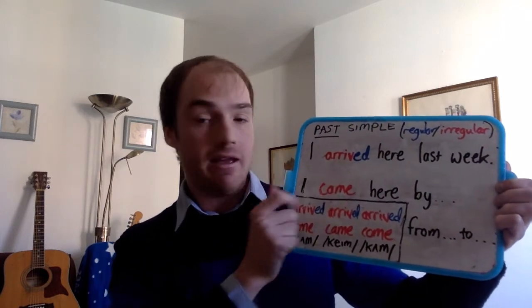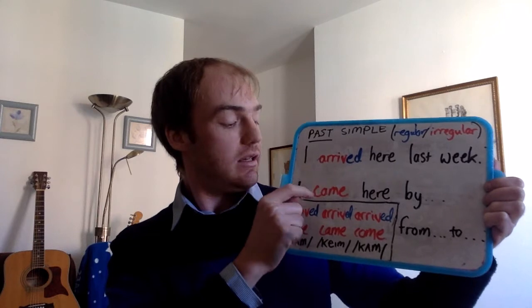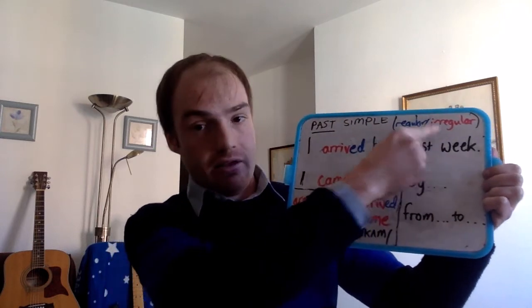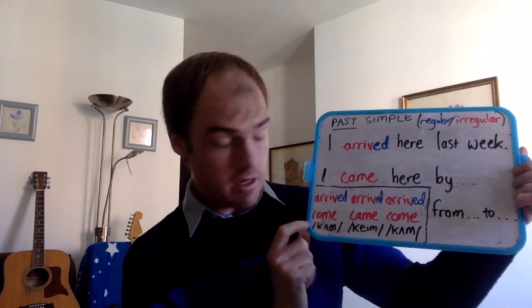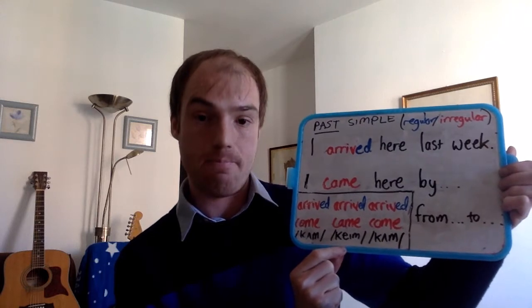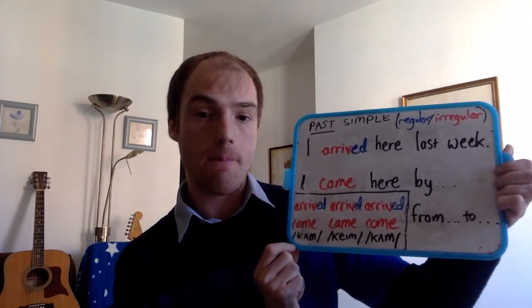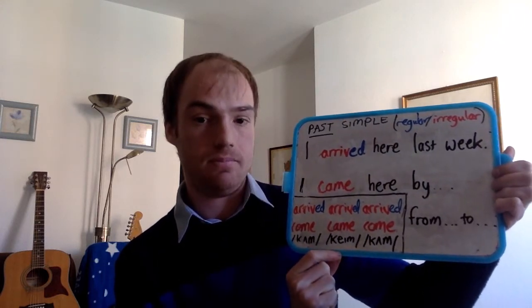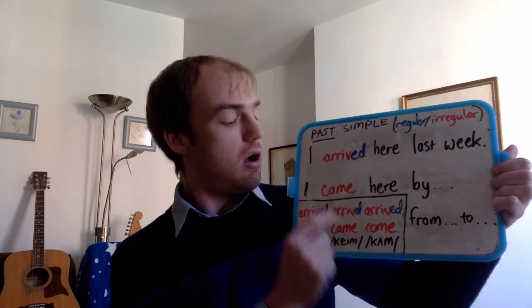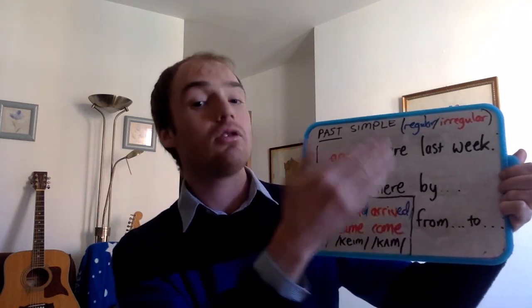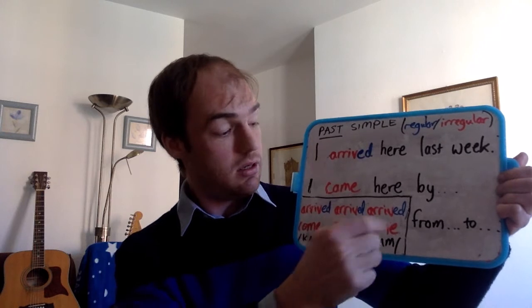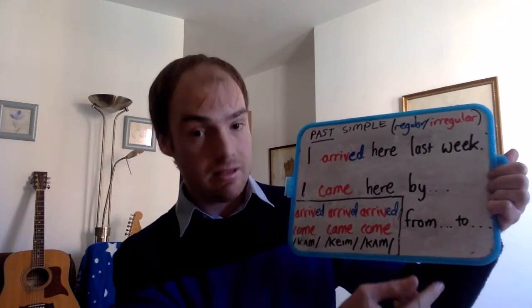I came here. Came is irregular. So in the present we say come, in the past we say came. Okay, can you say it? Come, came. Alright. I came here by train. Good. From London to Huesca.